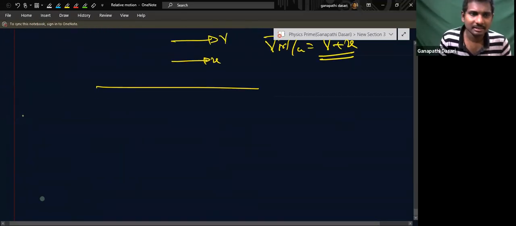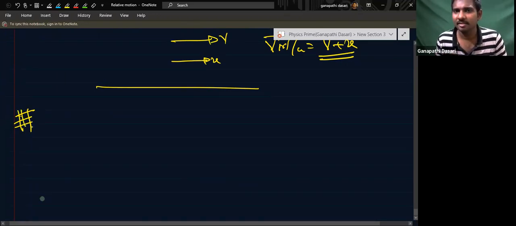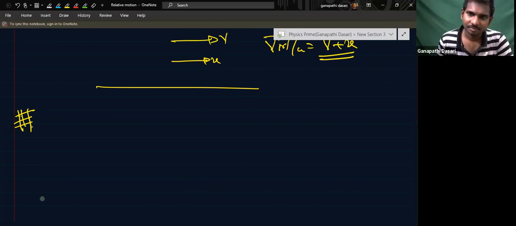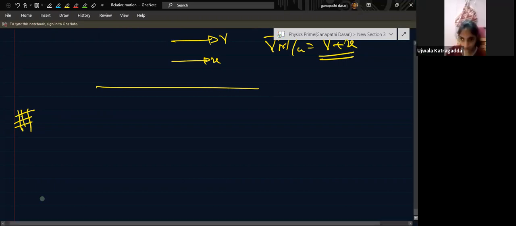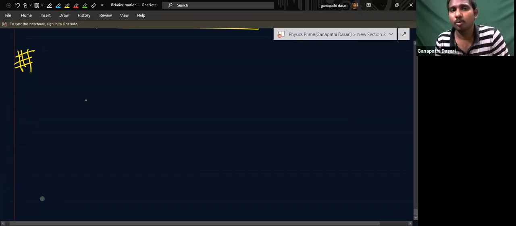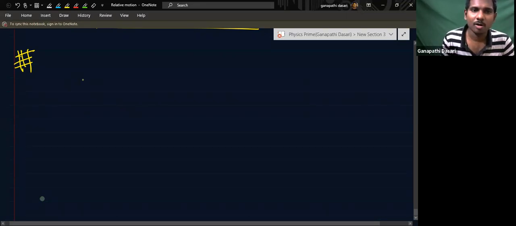Now the last important thing. Here I am not reversing and adding it. You understood? Directly I am adding because we need the real velocity of the man. Last case, which examiners are interested in asking number of times more if they want to give a tricky question, is crossing across the river.